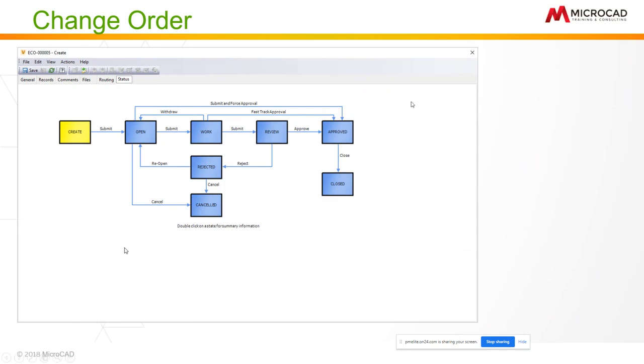Okay. So right now, I'm going to switch gears a little bit. This is strictly Vault Professional. Vault Workgroup does not have this built into it. There's a change order system that's directly integrated to the Vault. And with that, you actually have the ability to see the whole flow of the change order.